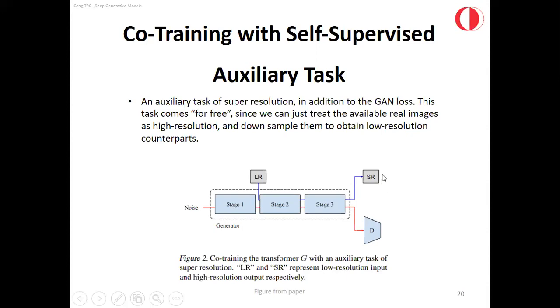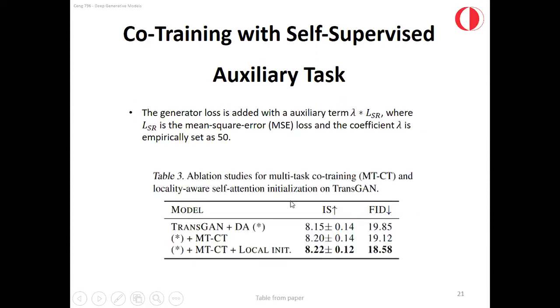At the end of the model, we have other loss functions from this co-training with self-supervised auxiliary task, and we have also the usual loss functions. We multiply with these loss functions, and we get a new loss function. Also, this task enables the TransGANs to increase the performance.